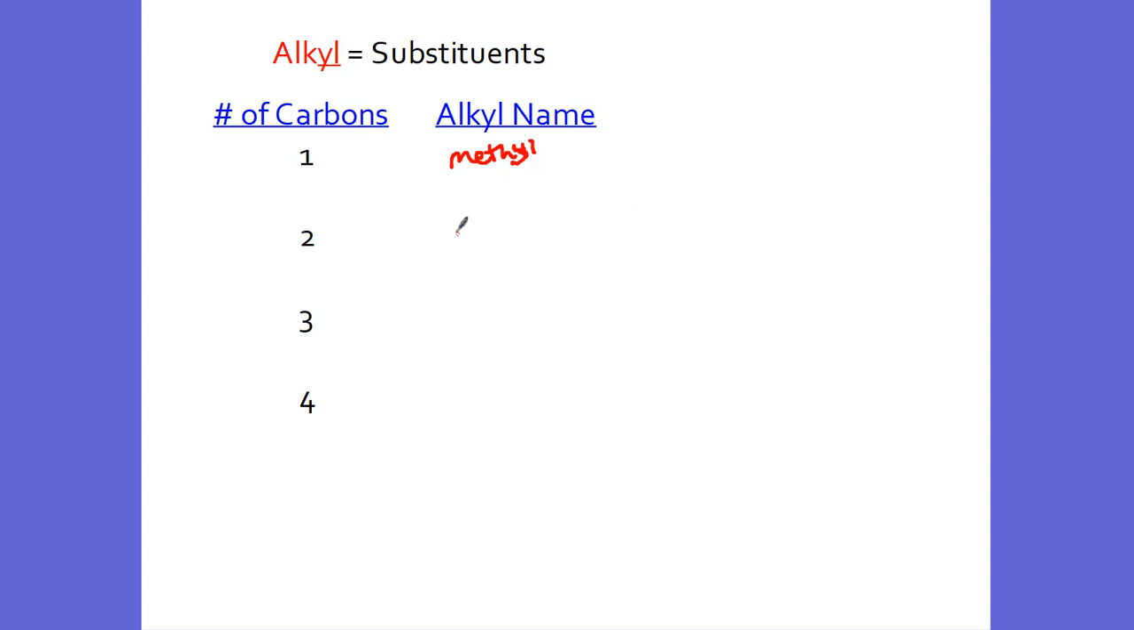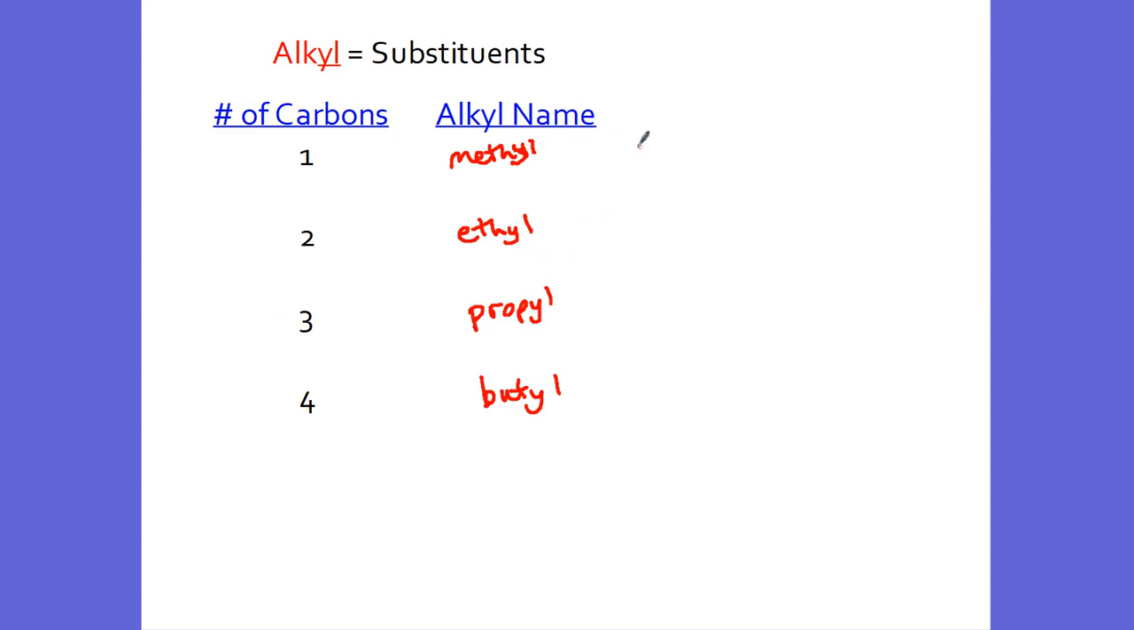1 carbon would be called methyl. Which means 2 carbons would be called ethyl. 3 carbons would be called propyl. And 4 carbons would be called butyl. Now you might say, Mr. Aiden, can I have 5 carbons? Well, yeah, you can. It's pentyl, right? And we can continue on. But really, it's usually we get about 3 at the most for our substituents. And there's a reason why, it would mess up our naming rules.